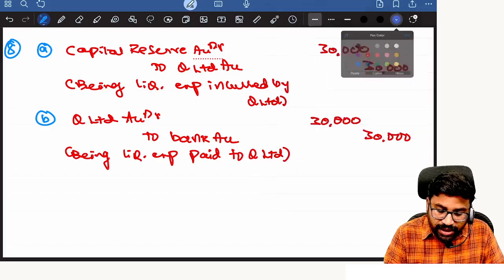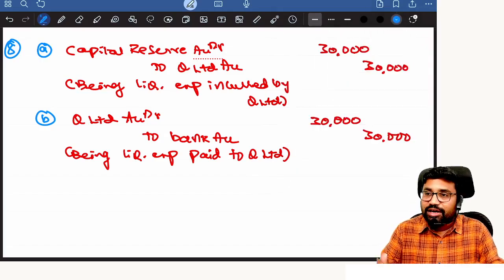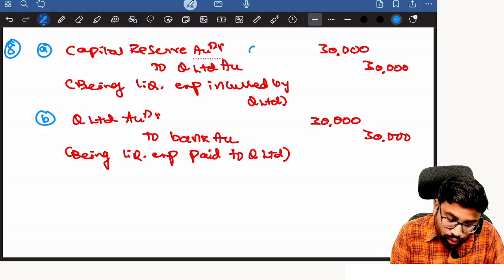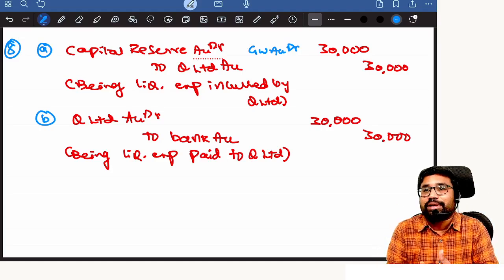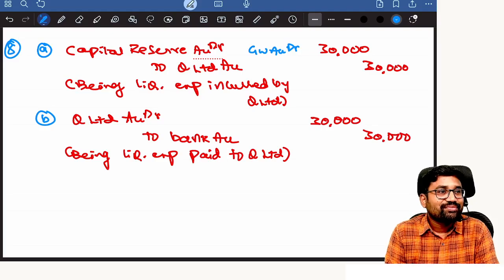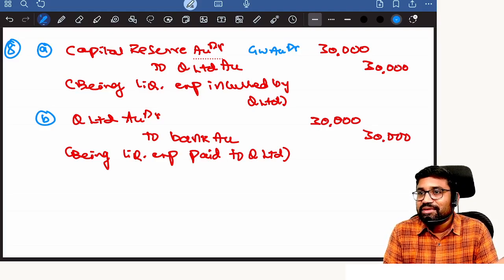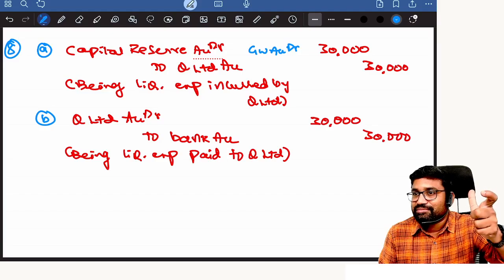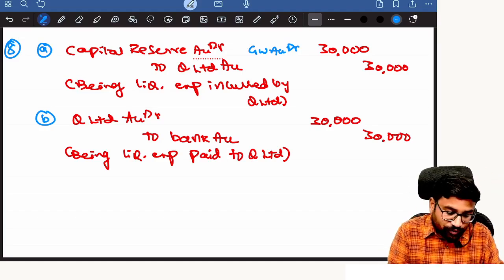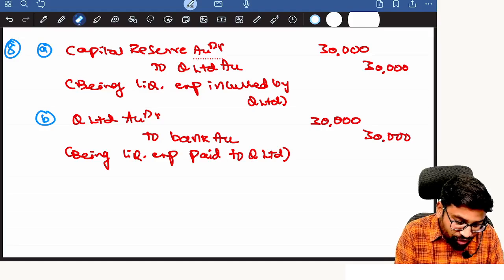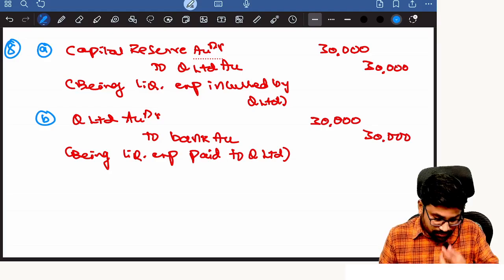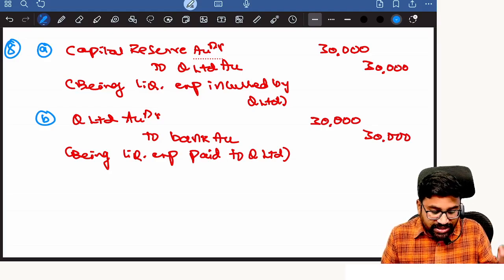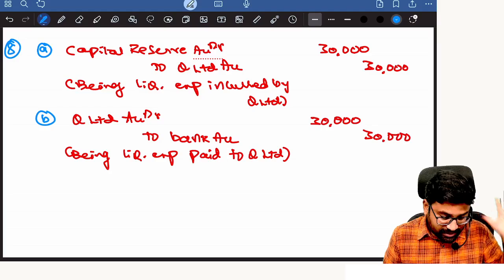Sir, in the study material, they have written like this. What they have written is, see here, goodwill account debit. They have debited goodwill. Later on, this goodwill they adjusted with capital reserve. Anyway, both are the same only. Ultimately, capital reserve will survive. Goodwill will be cancelled. So therefore, this is the correct entry. You follow this. Capital reserve to Q Limited to bank. So ultimately, the entry is capital reserve account debit to bank.